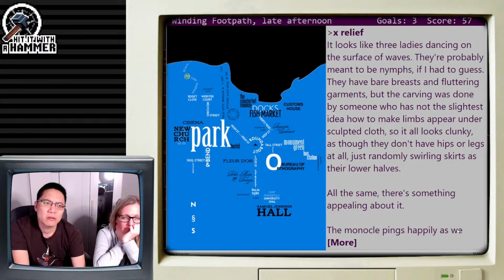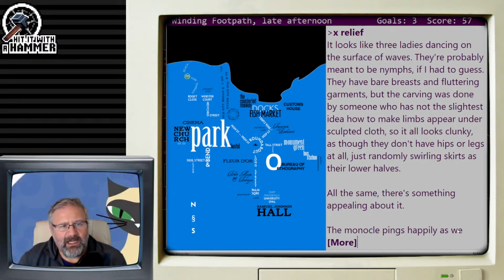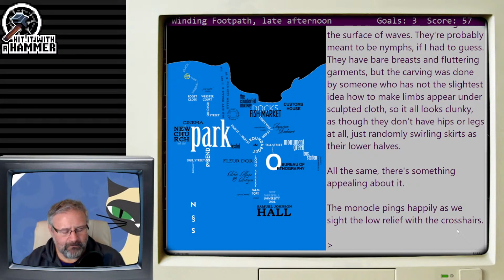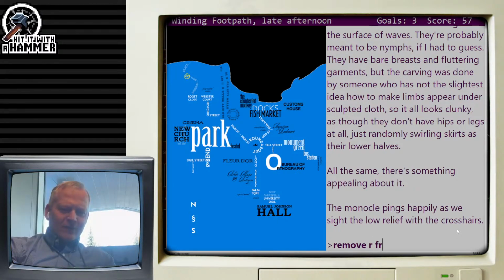Looking at the relief, it looks like 3 ladies dancing on the surface of waves. They're probably meant to be nymphs, but if I had to guess, they have bare breasts and fluttering garments, but the carving was done by someone who has not the slightest idea how to make limbs appear under sculpted cloth, so it all looks clunky, as though they didn't have hips or legs at all, just randomly swirling skirts as their lower halves. All the same, there's something appealing about it. Do we give them legs or something?